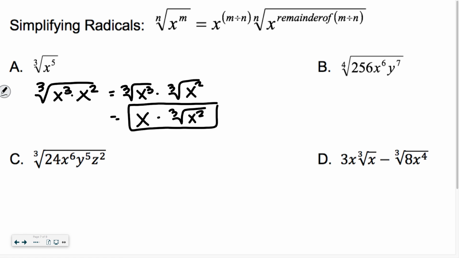All right, let's look at B. Okay, what I would maybe think about for B when we're starting out is it's kind of like that one we asked about here, 63. There's lots of different things under the radical, right? So take them one at a time. Like, can you do the 4th root of 256? And then can you do the 4th root of x to the 6th? And then can you do the 4th root of y to the 7th?